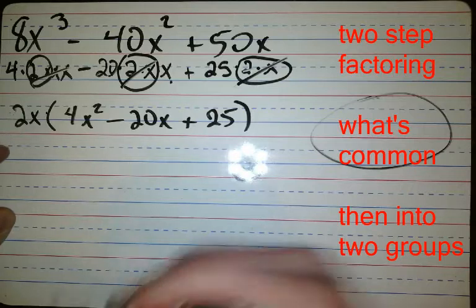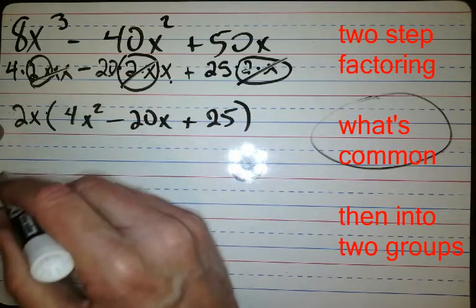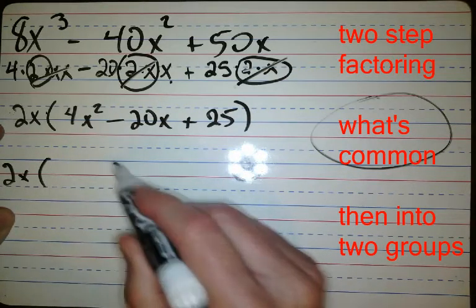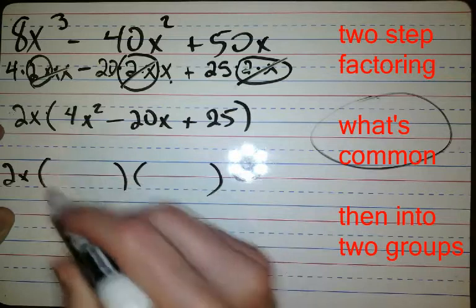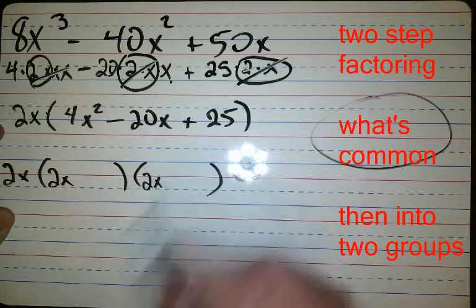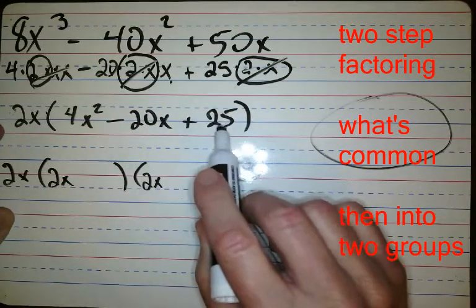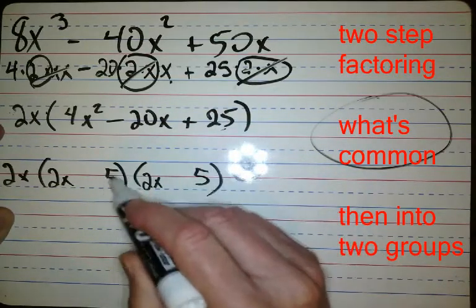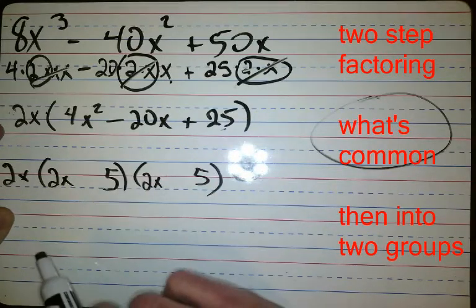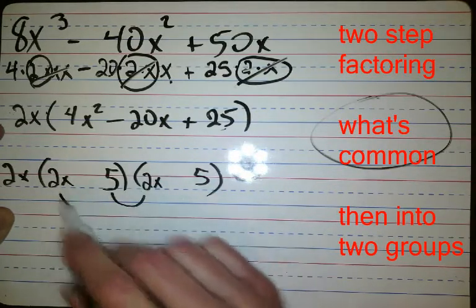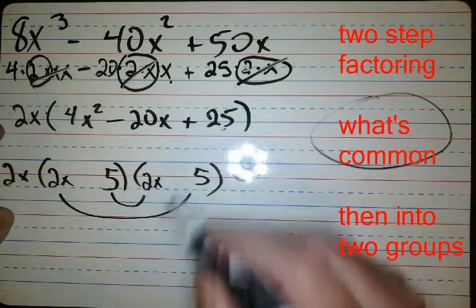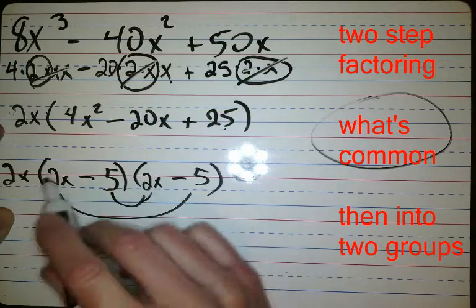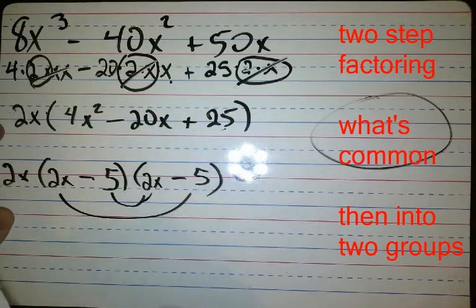Okay. Now, can we factor that? That's the question. Are there any numbers that multiply to be 4? Sure, 2x and 2x. And how about numbers that multiply to be 25? Well, that would be 5 and 5, right? But they have to add up to be negative 20. And if I add, this is 10 plus 10, that's positive 20. So what if I make this both negative? Now, negative 10 and negative 10 is negative 20.